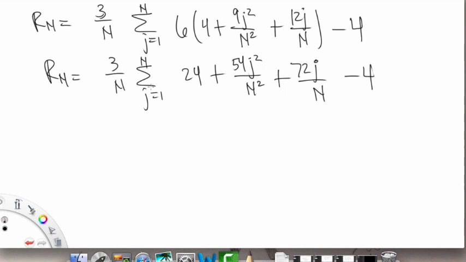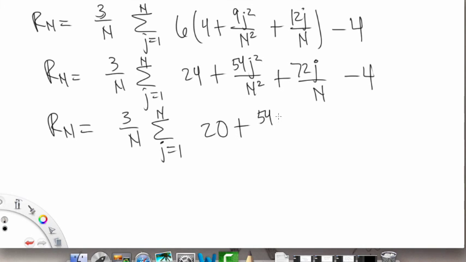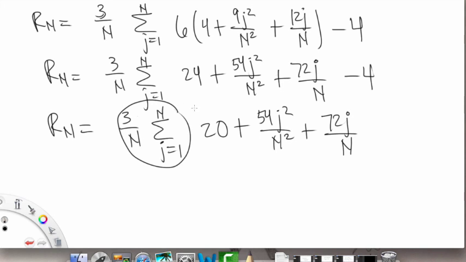Now if we simplify even further, we get r sub n is equal to 3 over n. That one's just going to hang out there in front for a while. And that's going to be the sum from j equals 1 up to n, and then 24 minus 4 is 20, so we can simplify that part. And then we have 54j squared over n squared plus 72j over n. Here's where we can distribute that in. We can take both the 3 over n and this sum and apply it to each of the terms we see here.